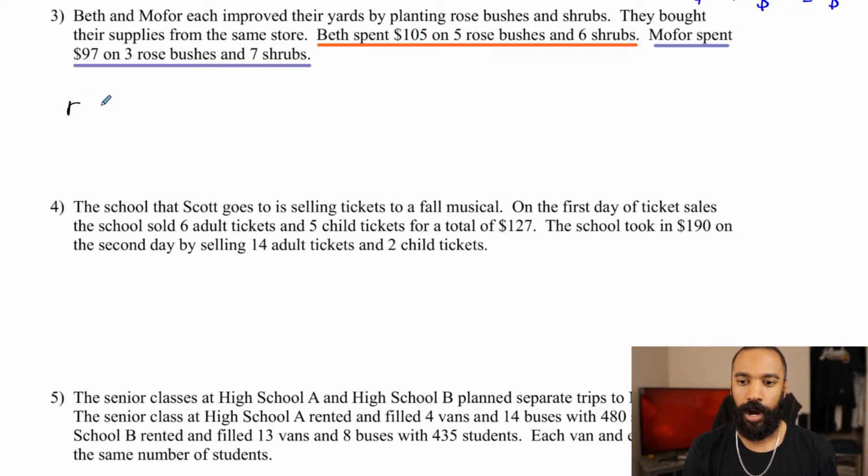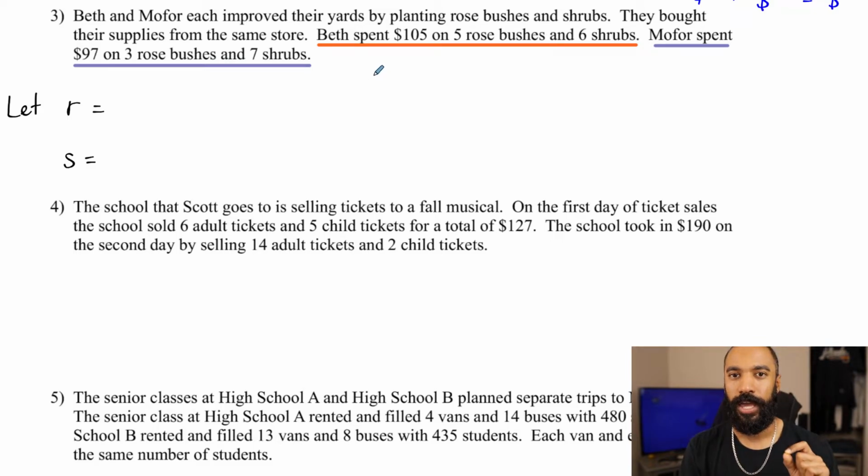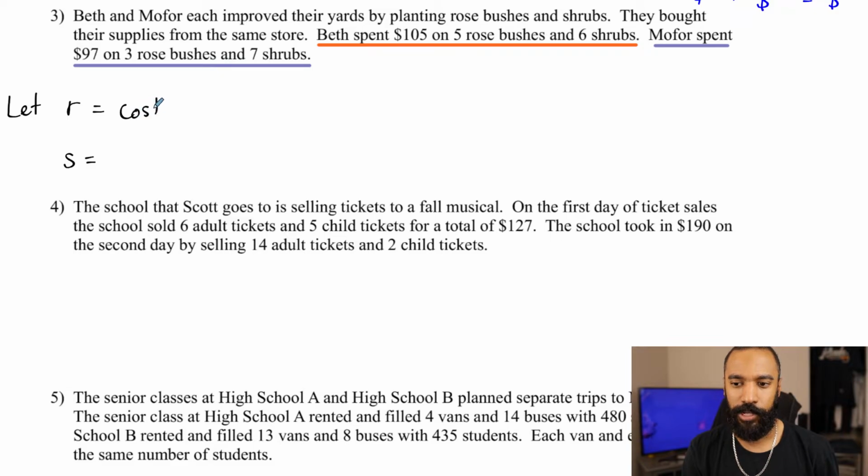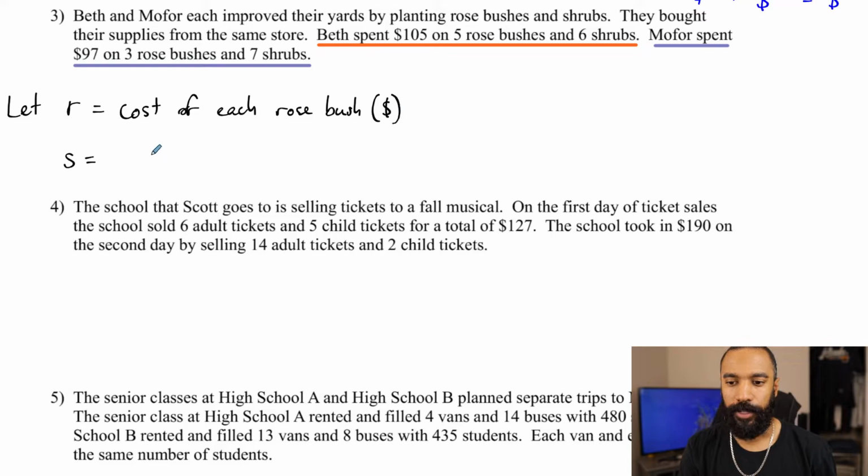So I'm going to use R and S. They stand for rose bushes and shrubs, but the variables represent something a little more specific. The characteristic that we need, just like number 2, is a dollar point. This time they're purchases though, so instead of a price, I'll call it a cost. R is going to represent the cost of each rose bush in dollars. I'm going to let S equal the cost of each shrub in dollars.